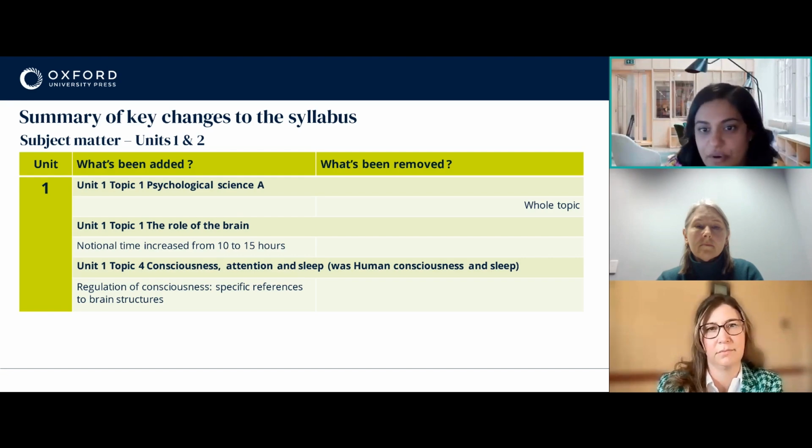In Unit 1, there's not massive changes, besides obviously the notional time for the brain has increased, and that's probably an indication that we need to spend a bit more time on the brain, and the cognitive verbs have changed to indicate that we have to teach the brain parts in a bit more depth.